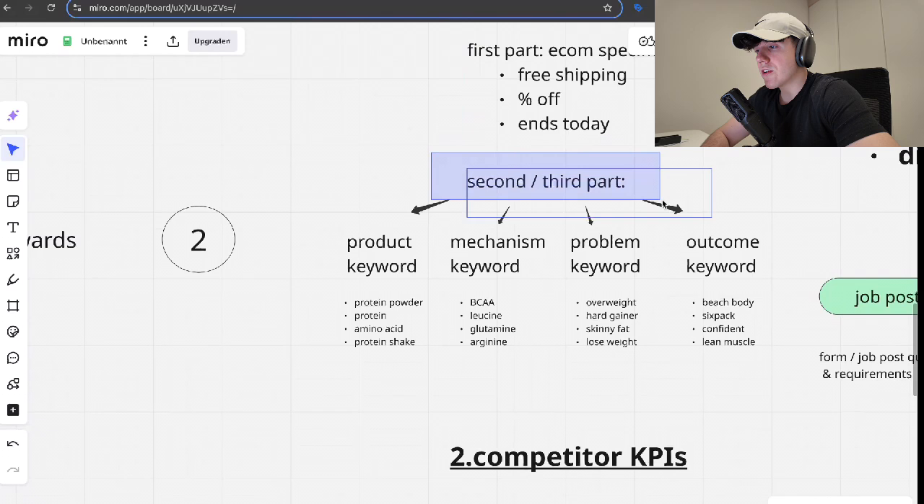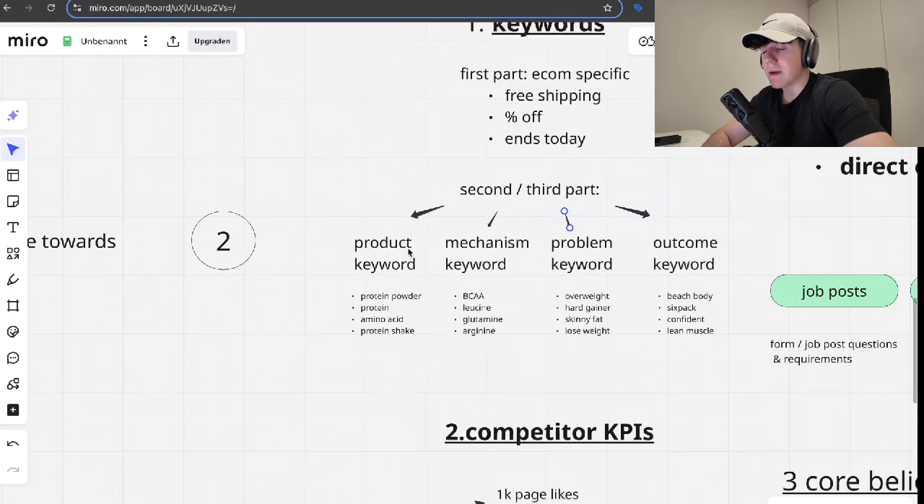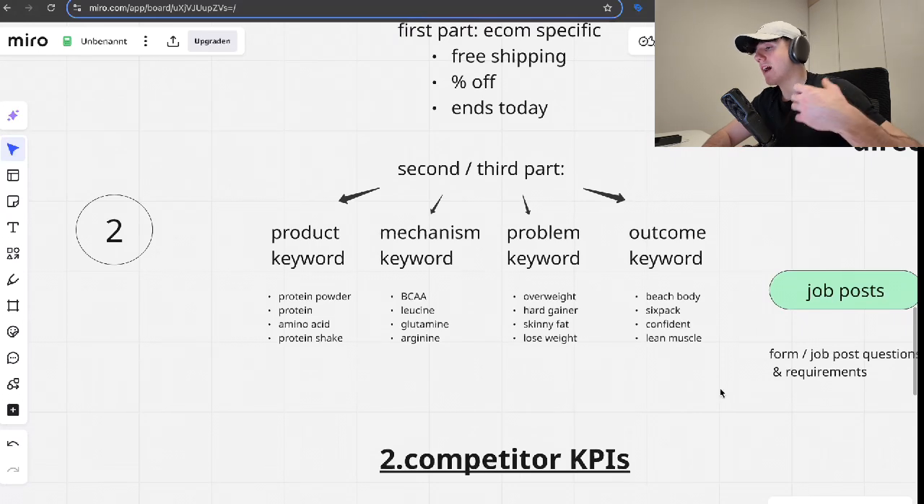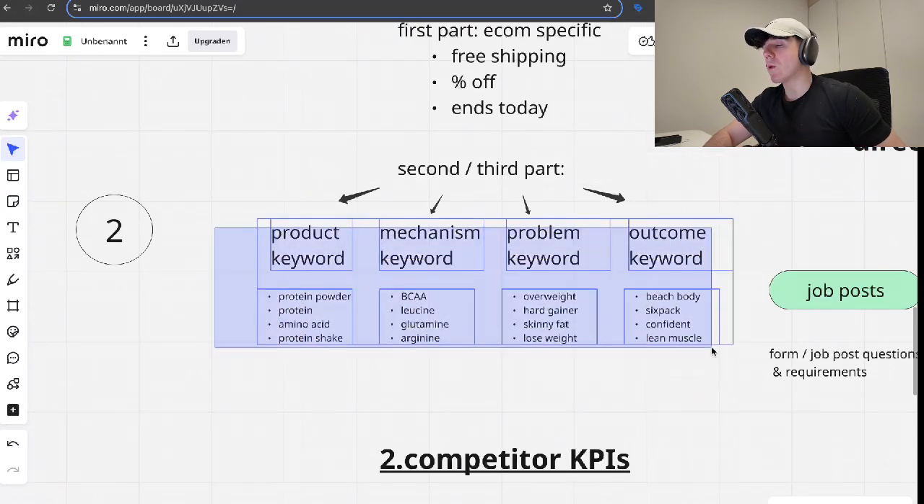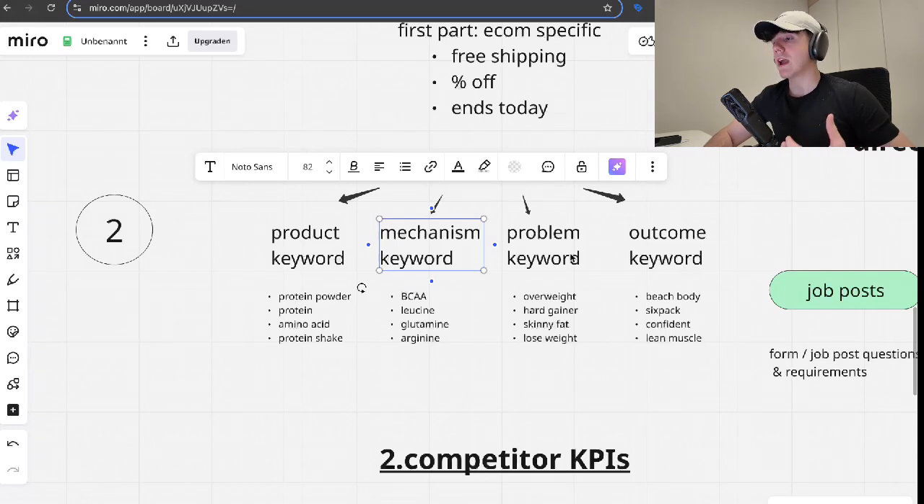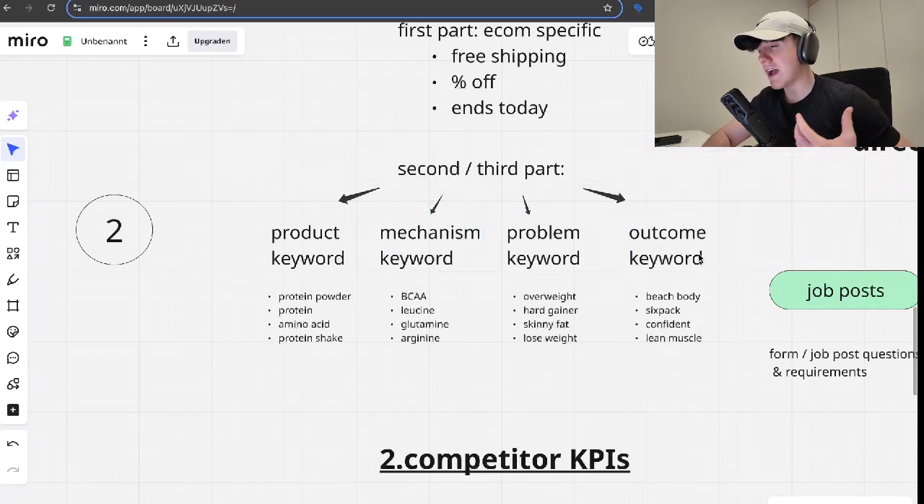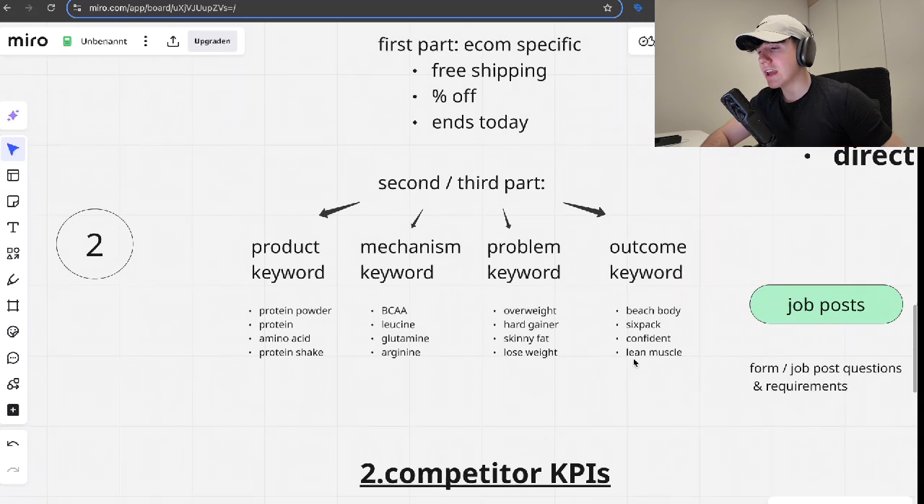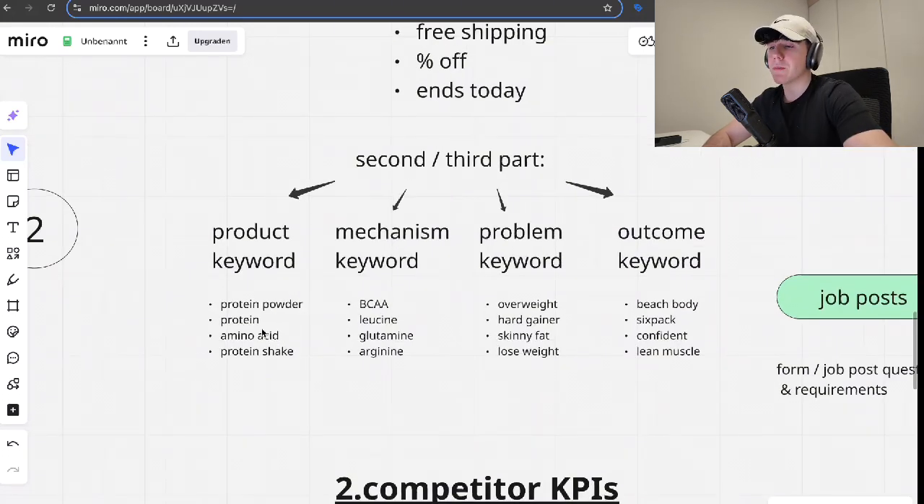The second, third, however many you want, part of the keyword is super interesting, because you can also diversify this into 4 different categories. We have product keywords, we have mechanism keywords, we have problem keywords, and then we have outcome keywords. I've given a couple of examples for each, all the same product pretty much. It's protein powder or protein shakes or whatever.